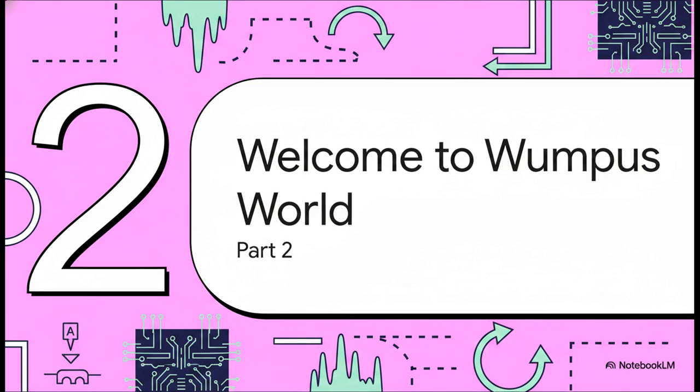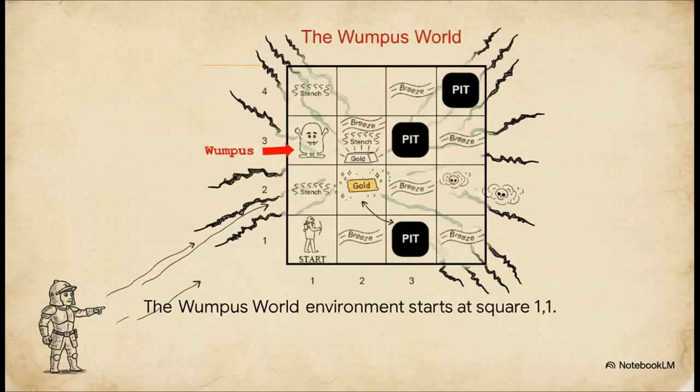Moving on to part two. Welcome to Wumpus World. So, how do computer scientists actually test this loop? Well, we drop the agent into a dark, scary cave. Welcome to the classic Wumpus World. Take a look at the grid we have here. This is a legendary textbook environment.